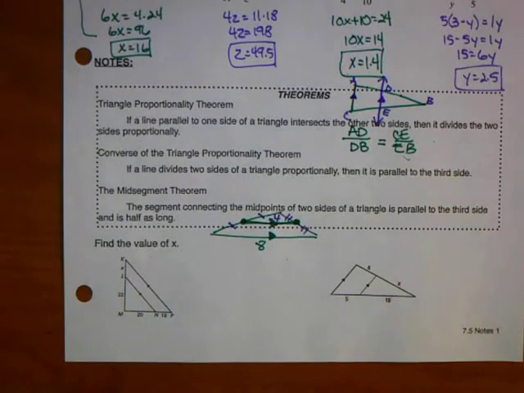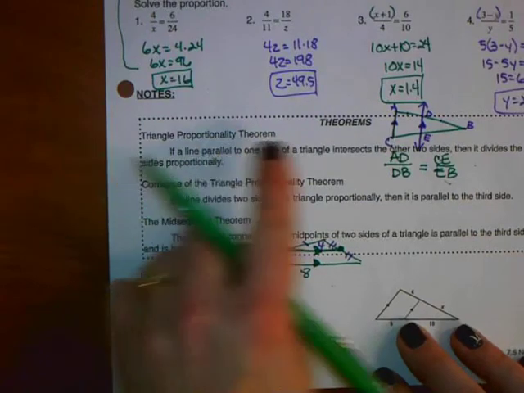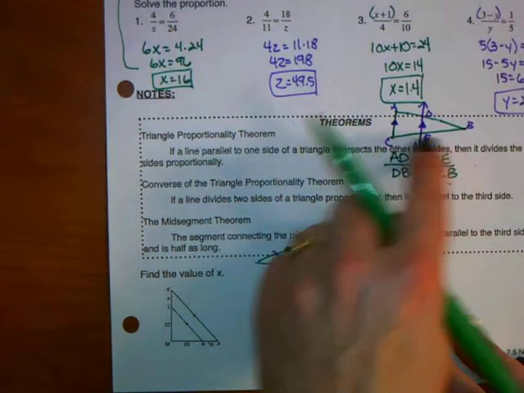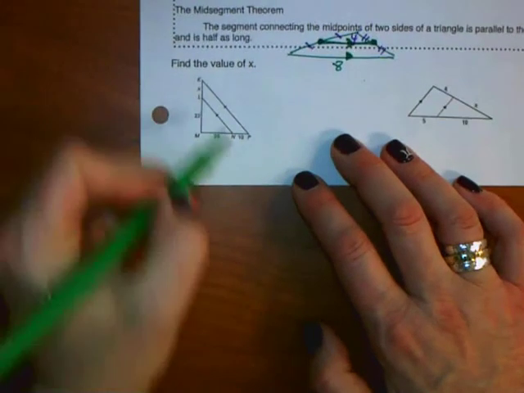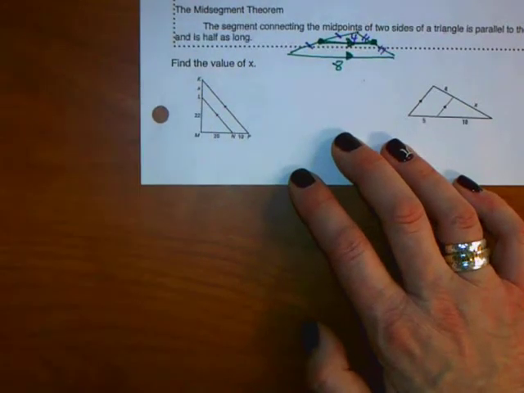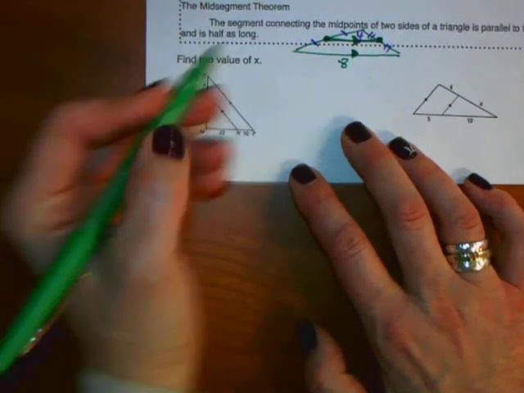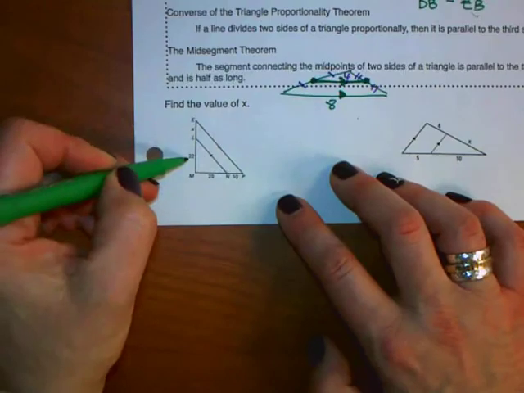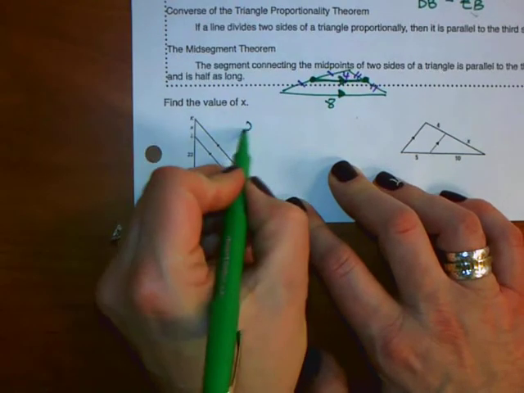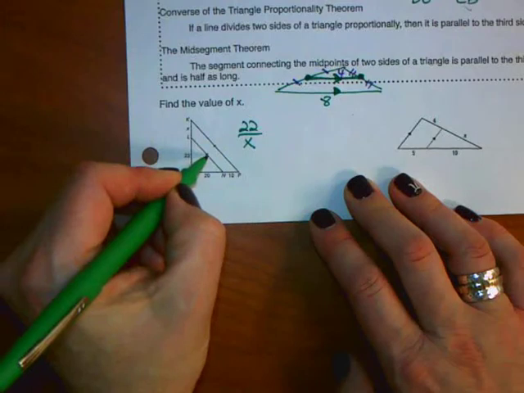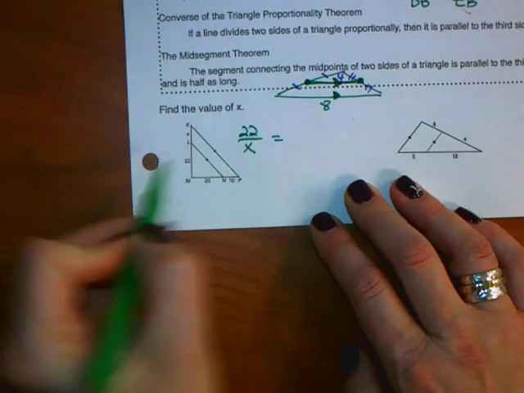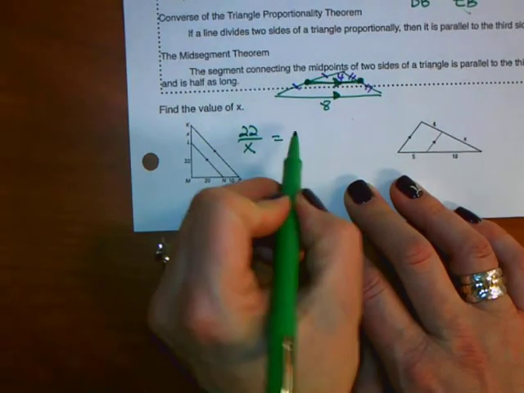Okay, let's use this stuff. All right, we're going to use this theorem first. If the lines are parallel, these two pieces are proportional. So notice, you've got to look at the picture and say, what do I know? Oh, look, they're parallel. So because of this theorem, I can say that 22 is to x as 20 is to 10.